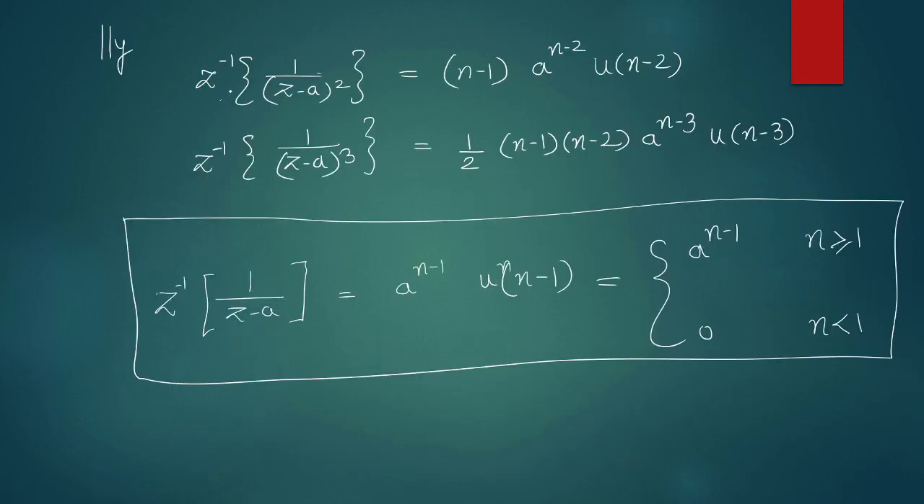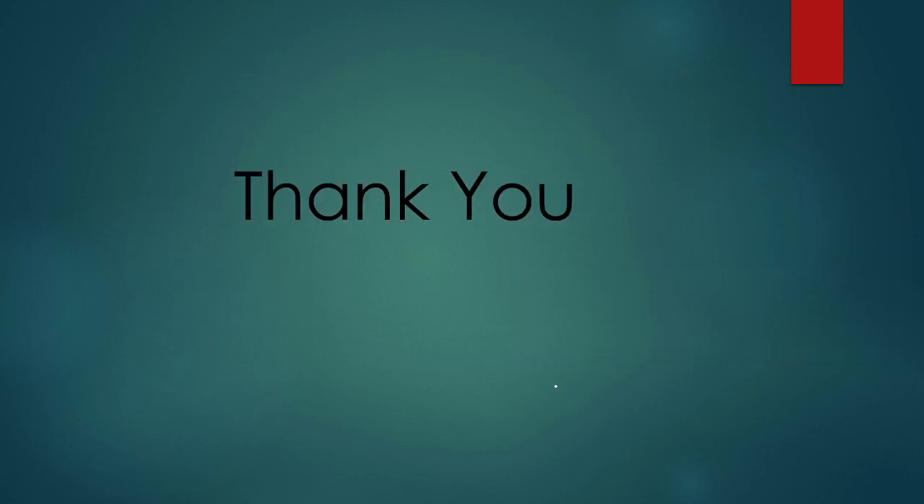Similarly, we can prove the z inverse of these terms. These are the standard results. If we write down this z inverse in the form of intervals, for n greater than or equal to 1, because the k value is 1, its value is a to the power n minus 1, and if n is less than 1, its value equals 0. In this way, we solve the problems by using the properties of z transform. Thank you.